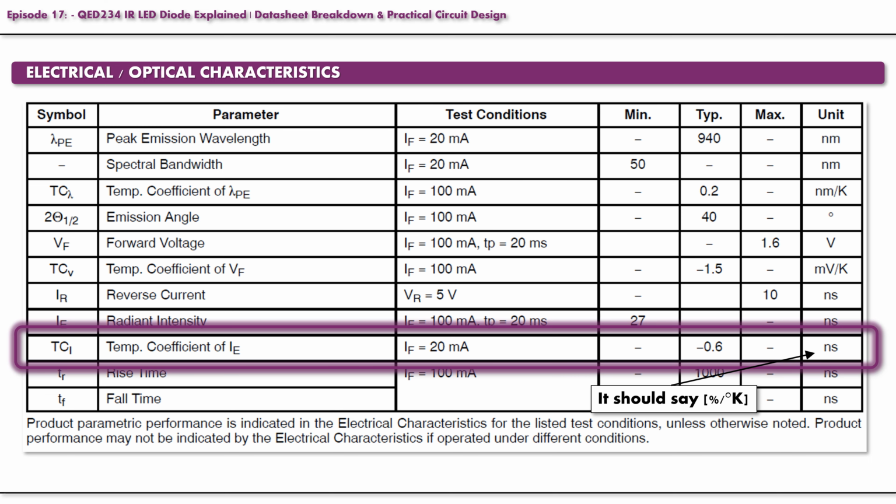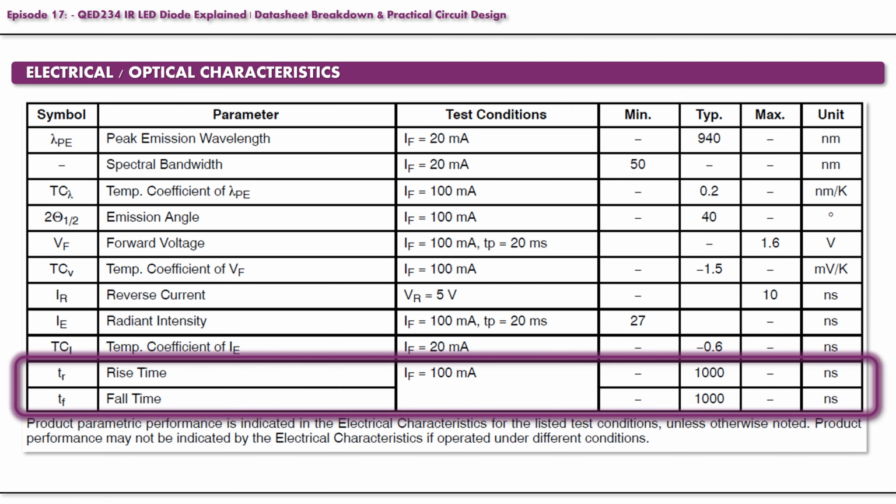Next, again the same error, the measurement unit should say percentage per 1 Kelvin degree. This parameter tells us that by increase of 1 degree Kelvin, forward current drops by 0.3%. So, under test conditions, a forward current of 20 milliamperes, if temperature rises by 20 degrees, the forward current would drop by 6%, from 20 milliamperes to 18.8 milliamperes.